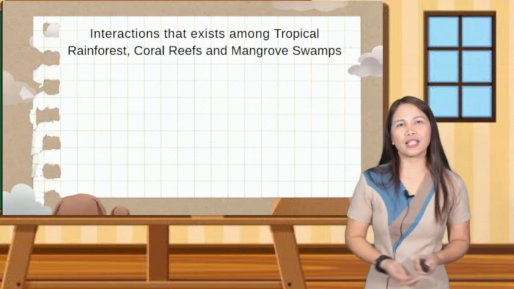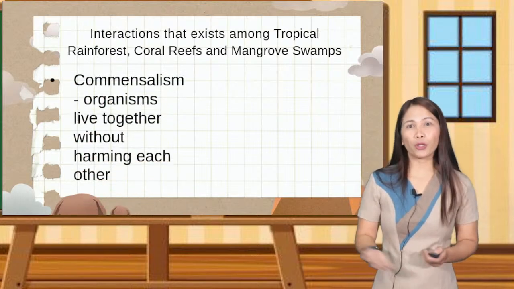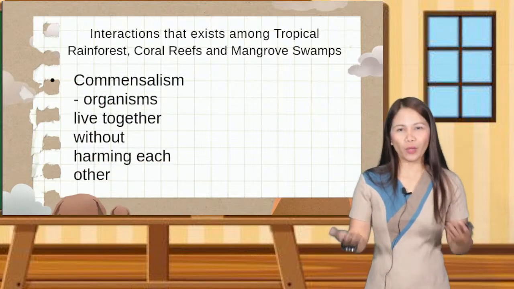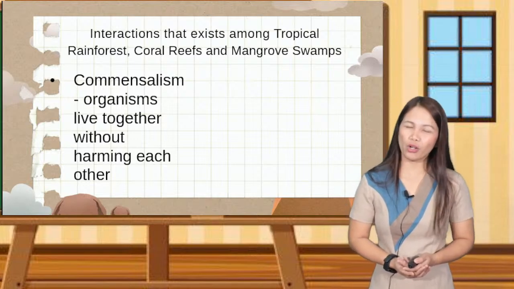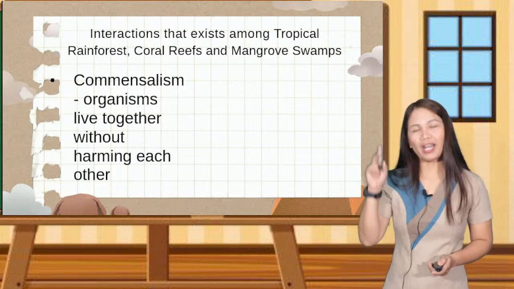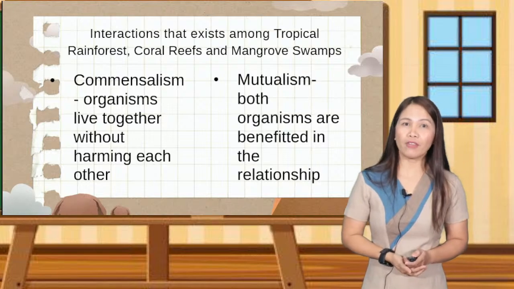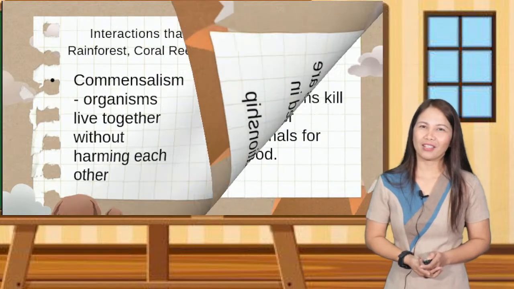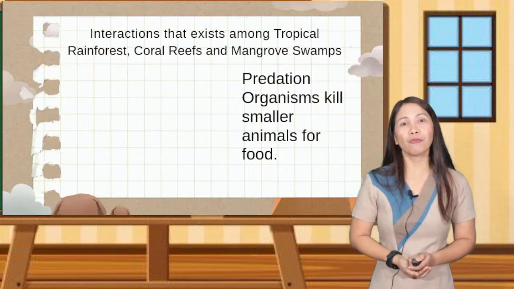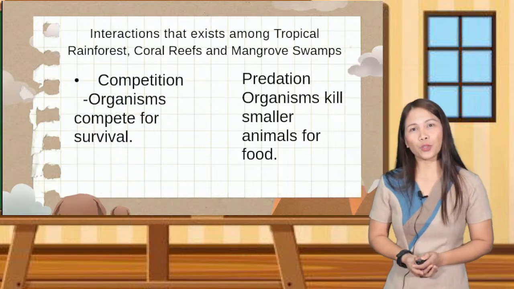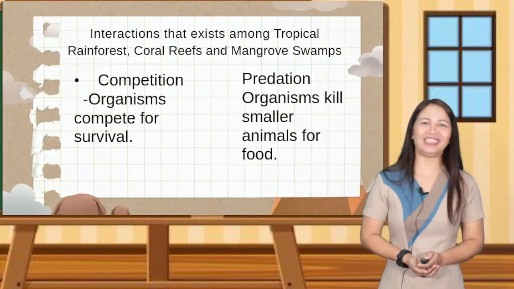So, interactions that exist among tropical rainforests, coral reefs, and mangrove swamps. The first one is commensalism, like what we have said earlier, where organisms live together without harming each other. The second one is mutualism, where both organisms benefit in the relationship. The third one is predation, where organisms kill smaller animals for food. And the last one is competition, wherein organisms compete for survival.